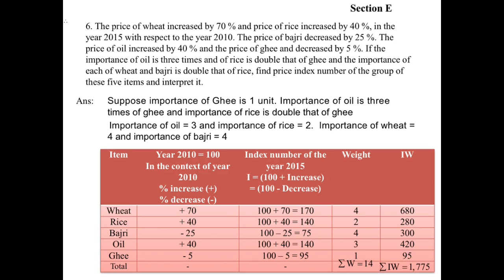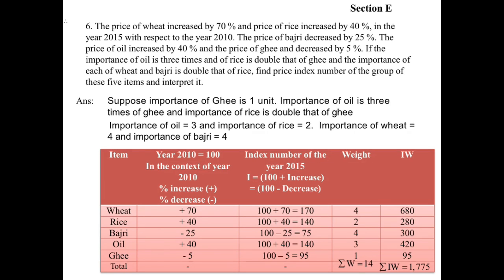It's clear. Price of rice is increased by 40%, so 100 plus 40 is 140. Price of bajri is decreased by 25%, so 100 minus 25, so 75. Price of oil is increased by 40%, so 100 plus 40 is equal to 140. And price of ghee is decreased by 5%, so we write 100 minus 5, 95.